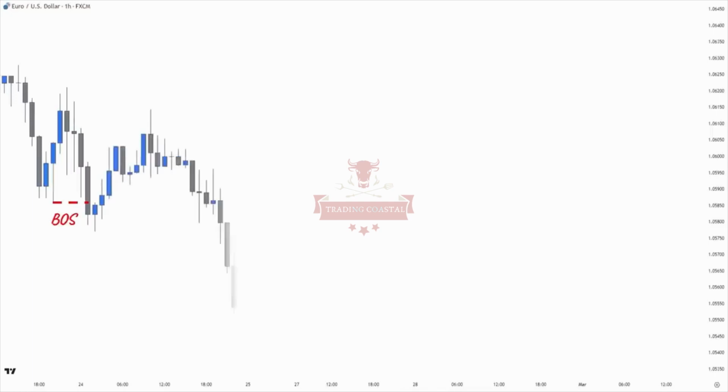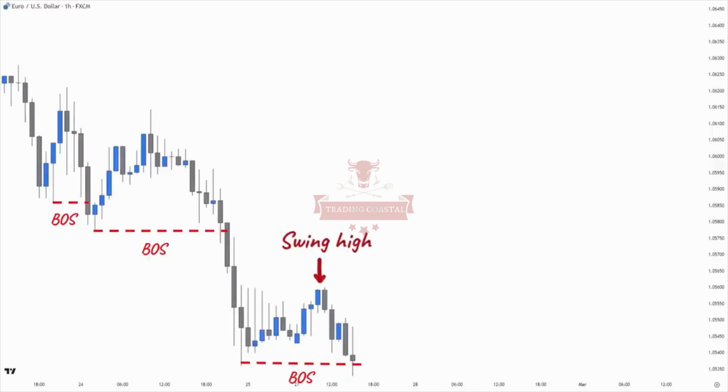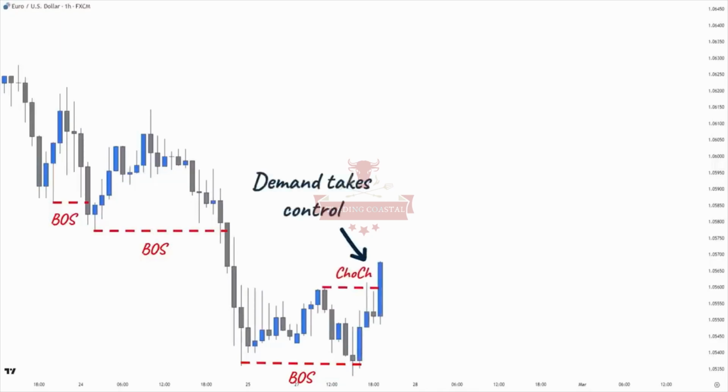Continuously, we have a sharp move to the downside, breaking below the previous market structure, indicating supply is still in control. Once more, another break of structure and a valid zone we have. So supply is in control as long as we stay below this zone. Now if the market breaks and closes above this supply zone, we have a change of character which shows that supply failed to push the market lower and demand took control.